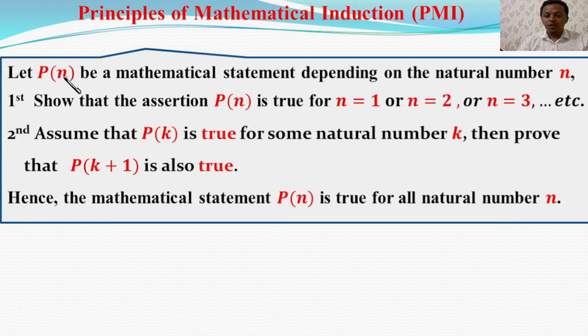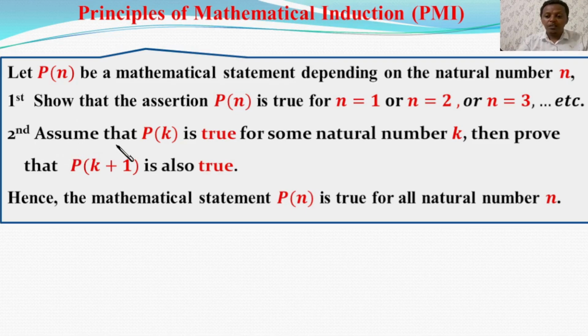Given a mathematical statement P of n, the first step is we show the statement is true for n equals 1 or n equals 2. Depending on the statement, we start from 1 or from 2. It depends on the given statement. So, first, we show it is true for n equals 1.